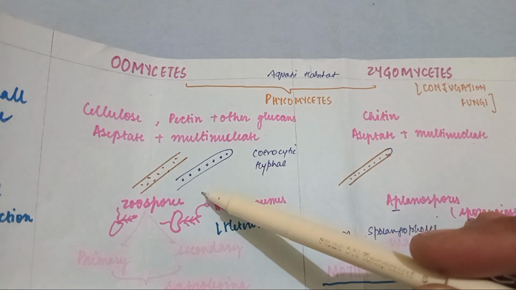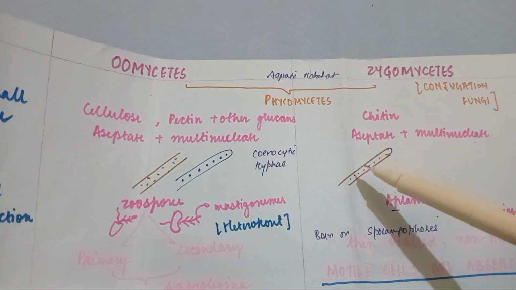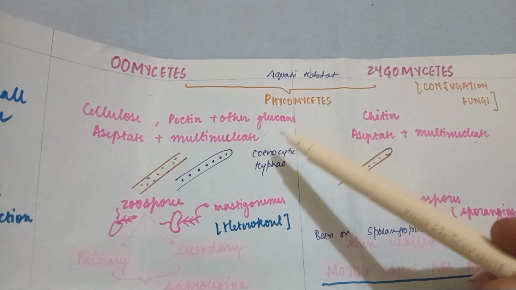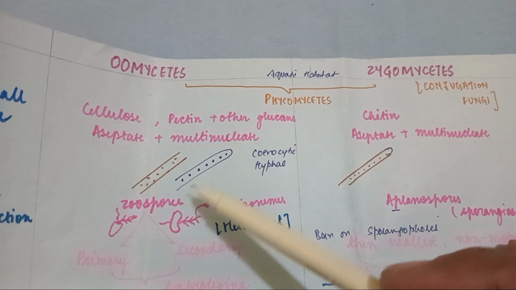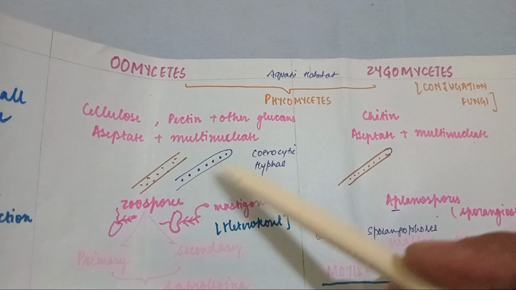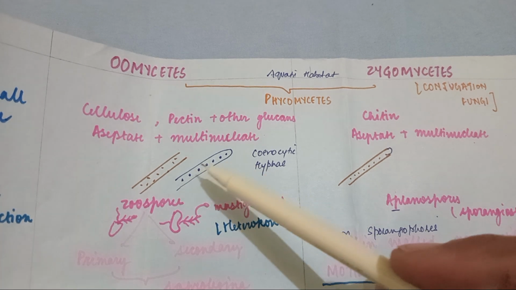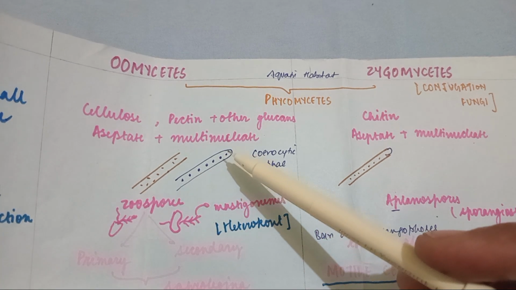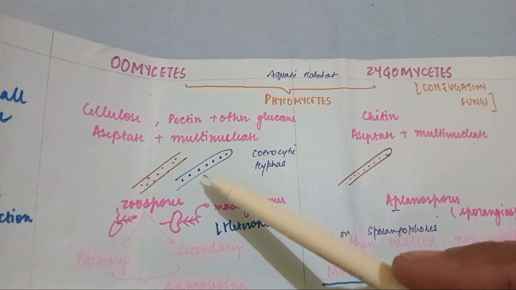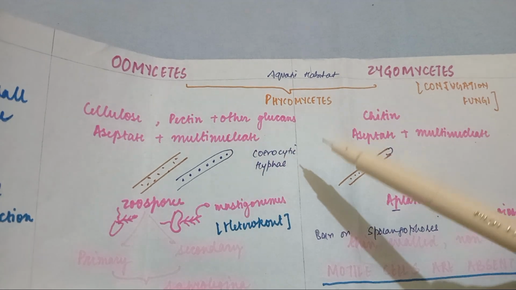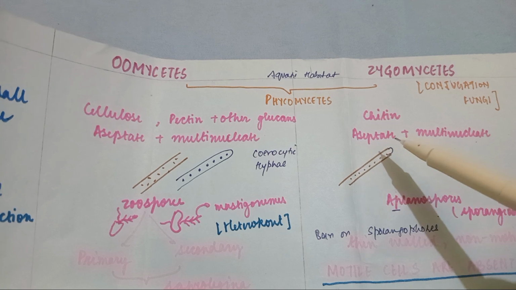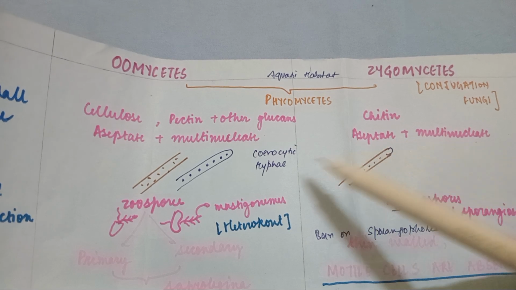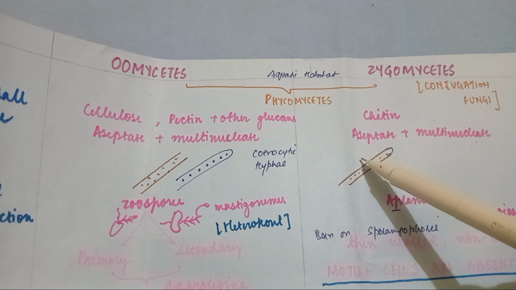If we see the hyphae, the hyphae of the Phycomycetes are coenocytic, that is aseptate, they are multinucleated hyphae without any cell wall in between them. So they are aseptate and multinucleated in both Oomycetes and Zygomycetes.